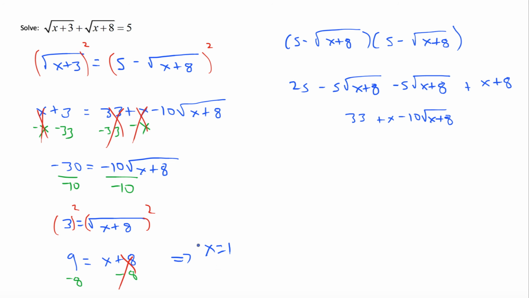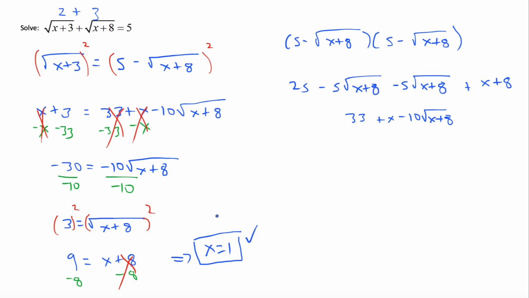Now, this is not our solution yet. It's our proposed solution, so we do have to check it in the original problem. What happens when we plug it in? Well, 1 plus 3 is 4. Radical 4 is 2, and then 1 plus 8 is 9, and radical 9 is 3. So 2 plus 3 does equal 5, so this checks out.